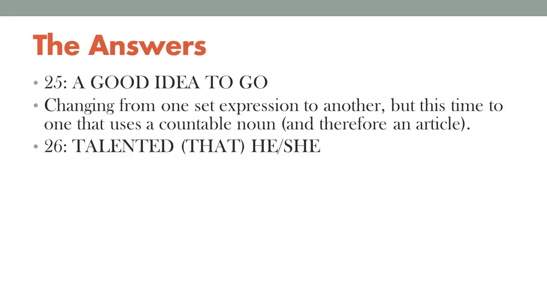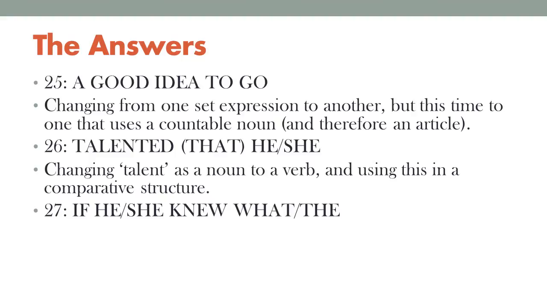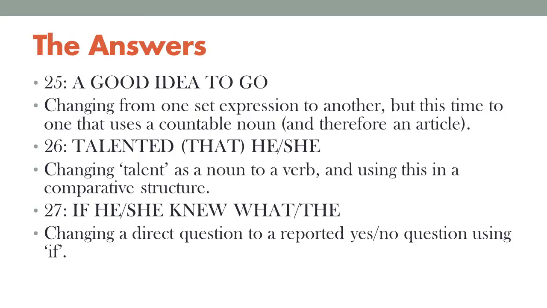Then we have talented, that he or she. So here we're changing talent from a noun to a verb, and we're making it into a comparative structure. And then finally, if he or she knew what or the. So we change direct question to reported yes or no question. We need to use if to do that. And then we say what time or the time.